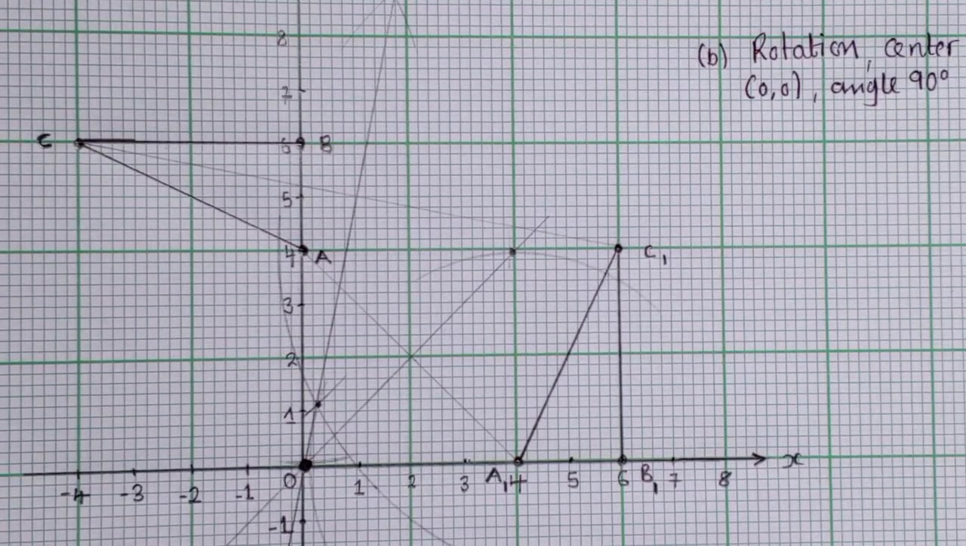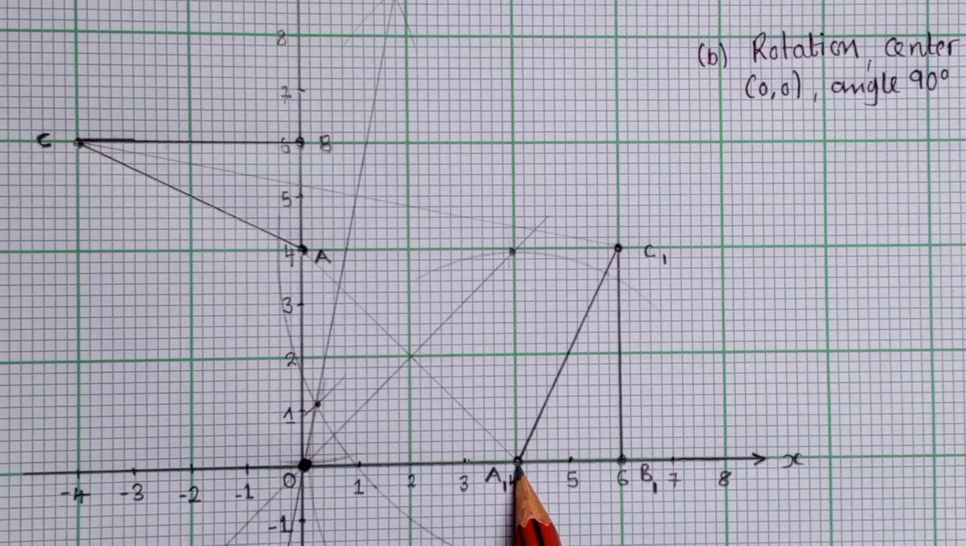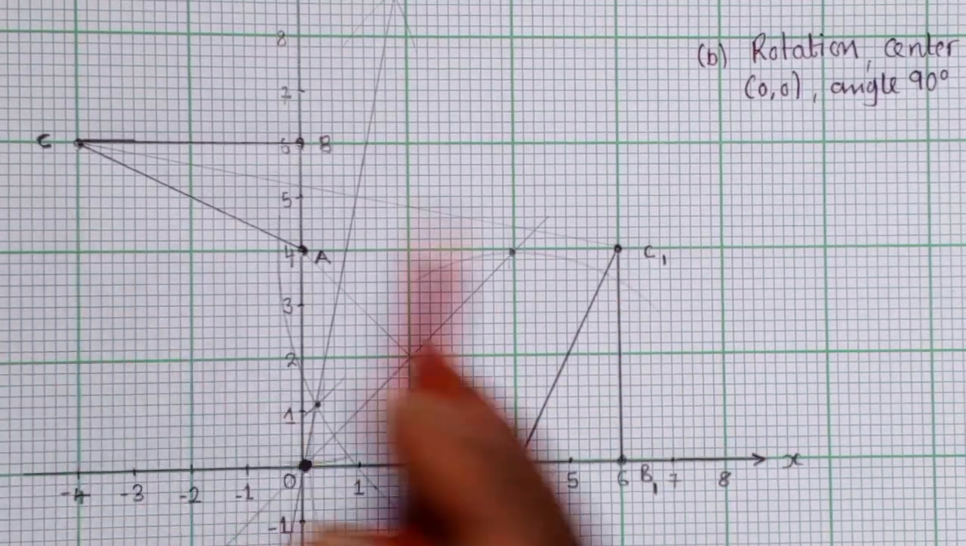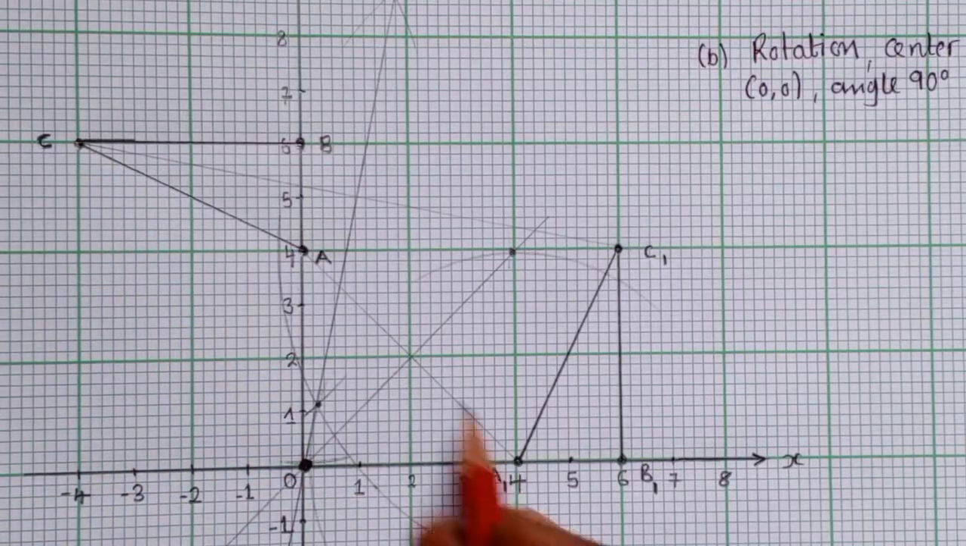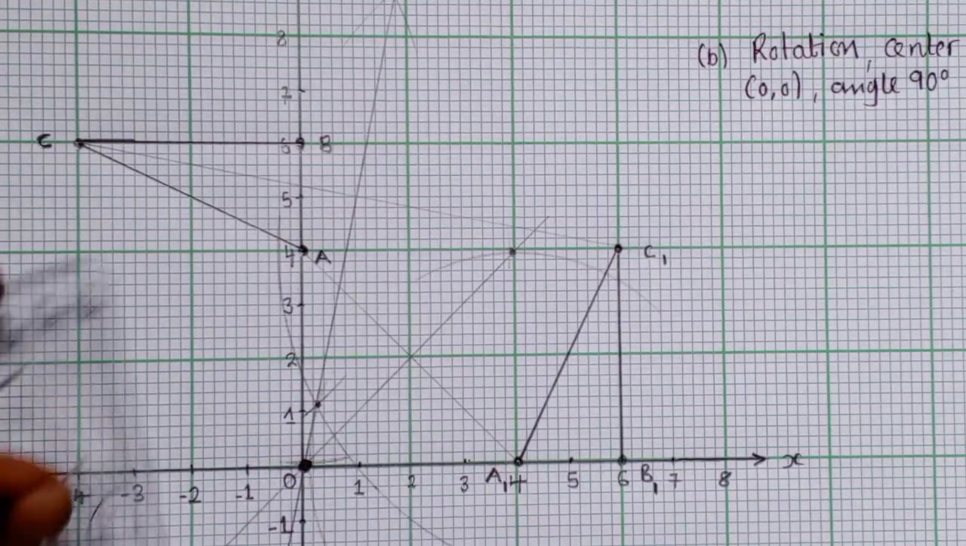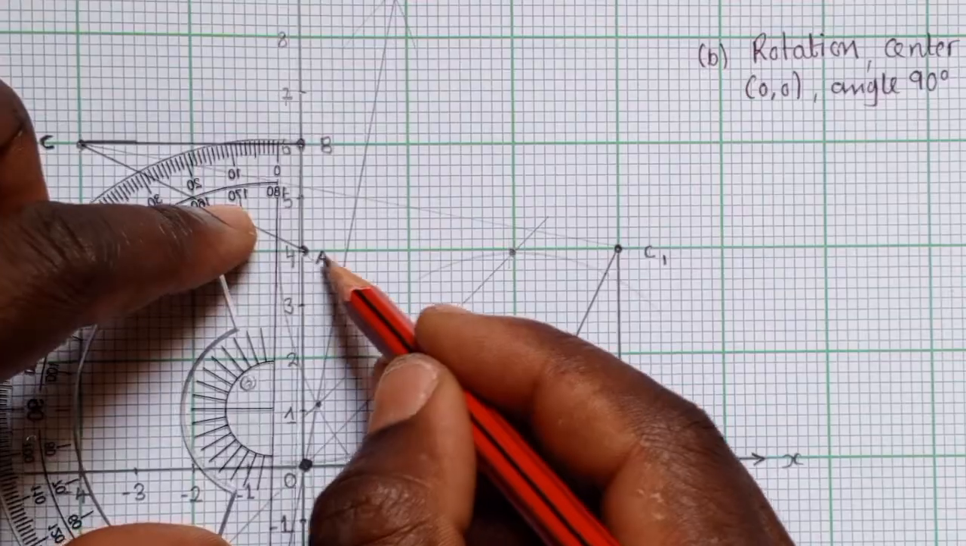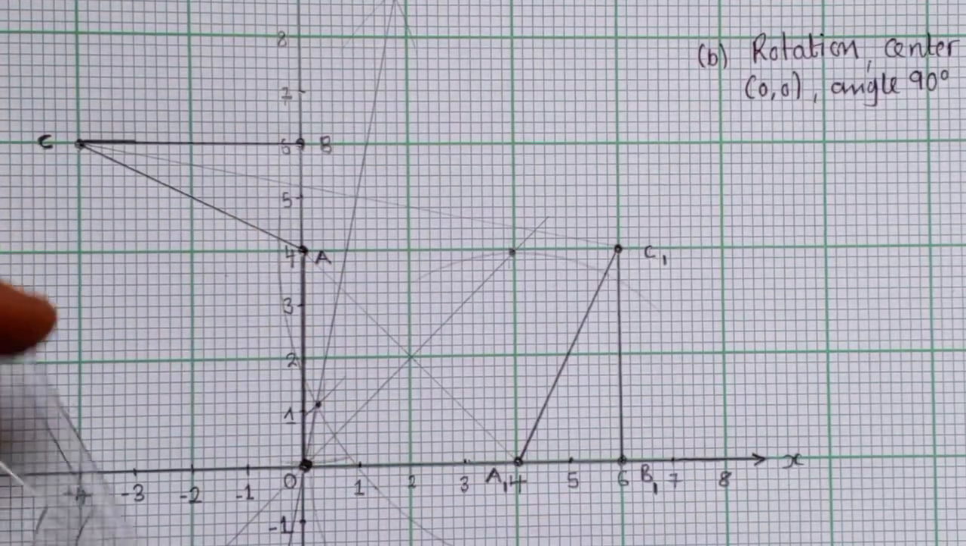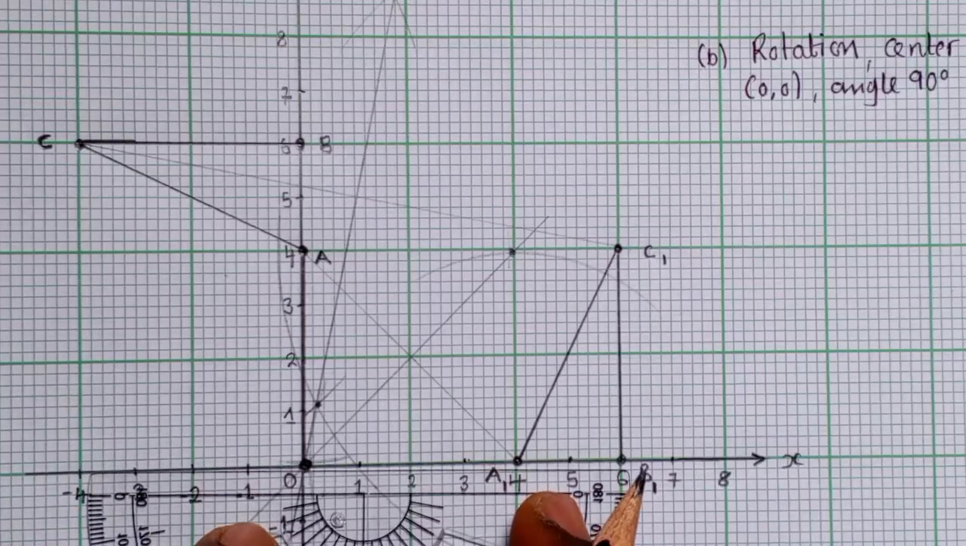To find the angle, you pick one point. So pick A, or if you want, you can pick C and C1 and C. So pick A, A1 and A. So when you pick those, you join. You take them. This point, you join it to the center, or to the center of rotation.